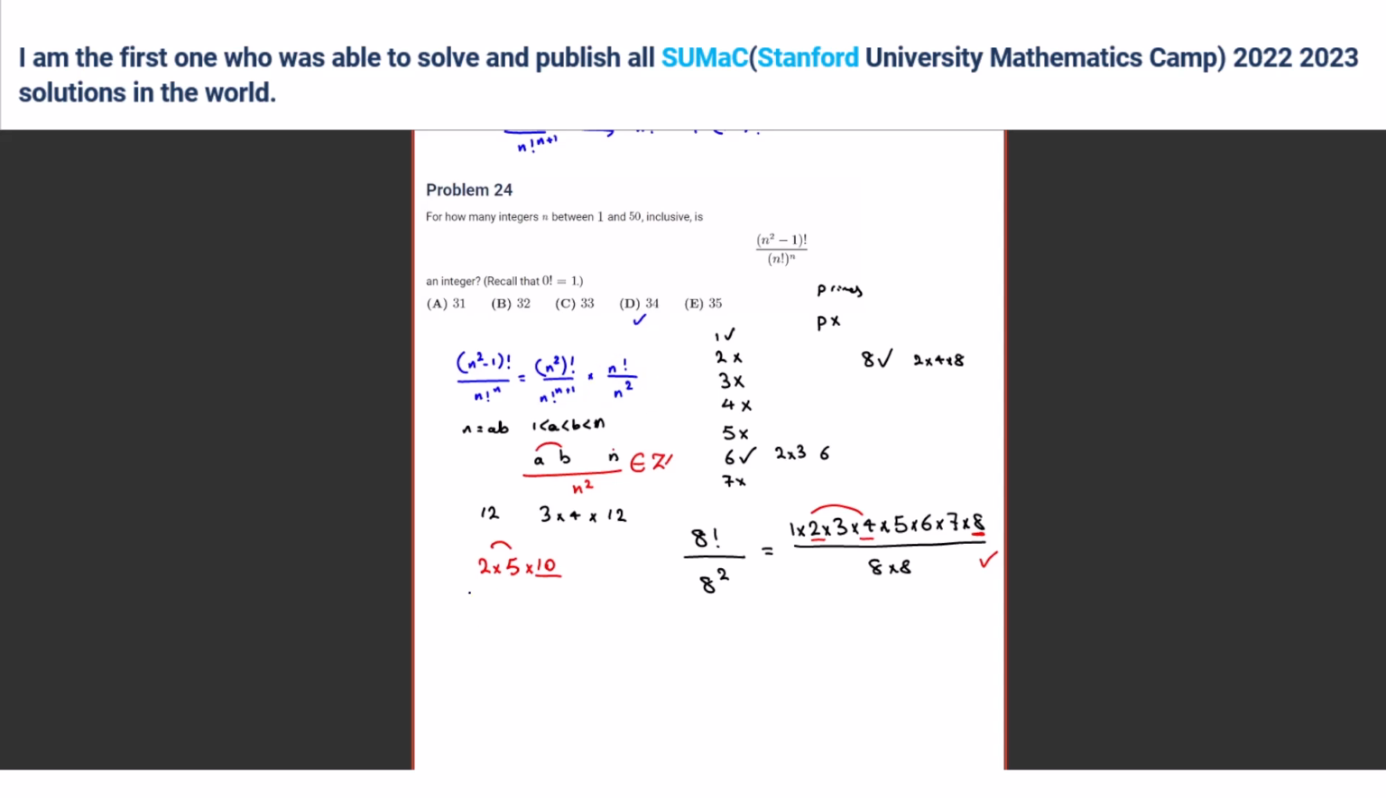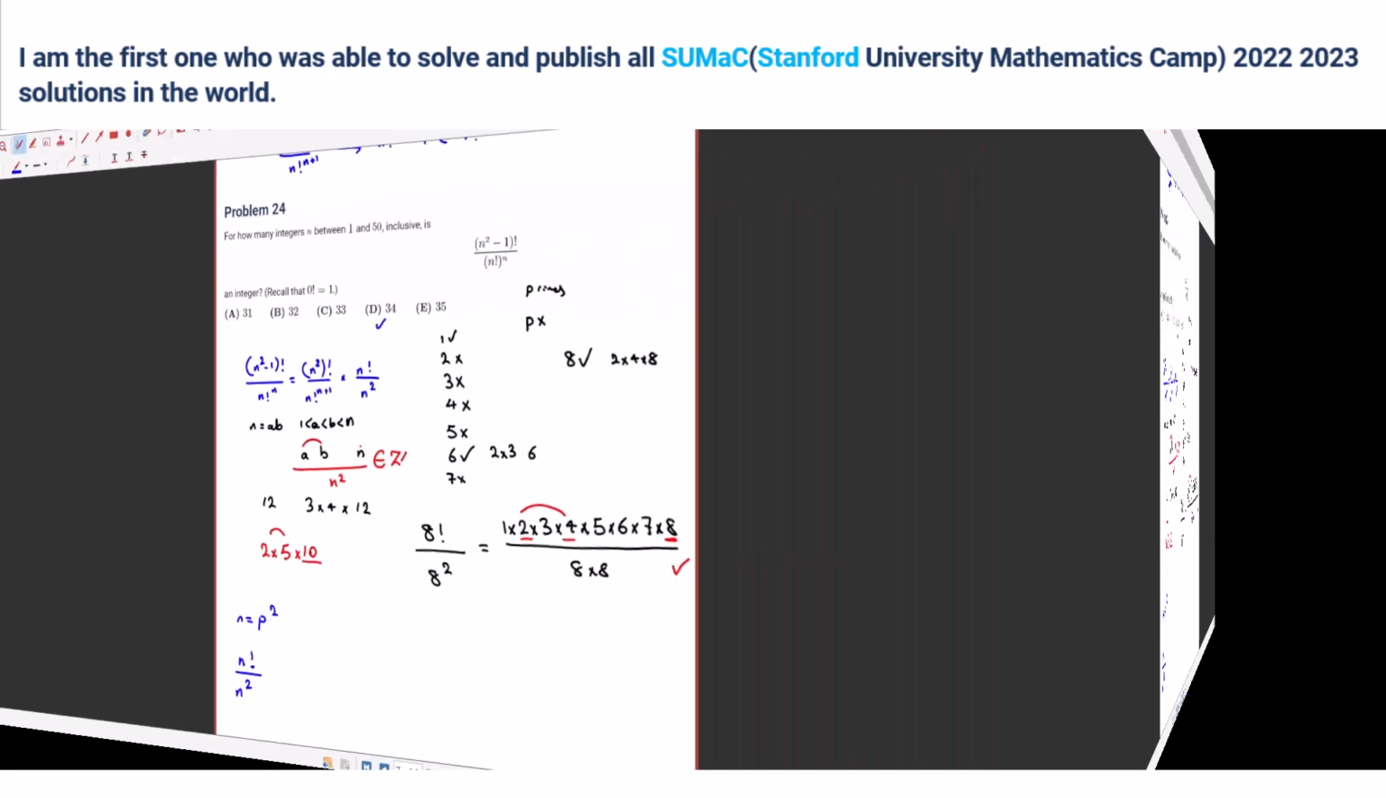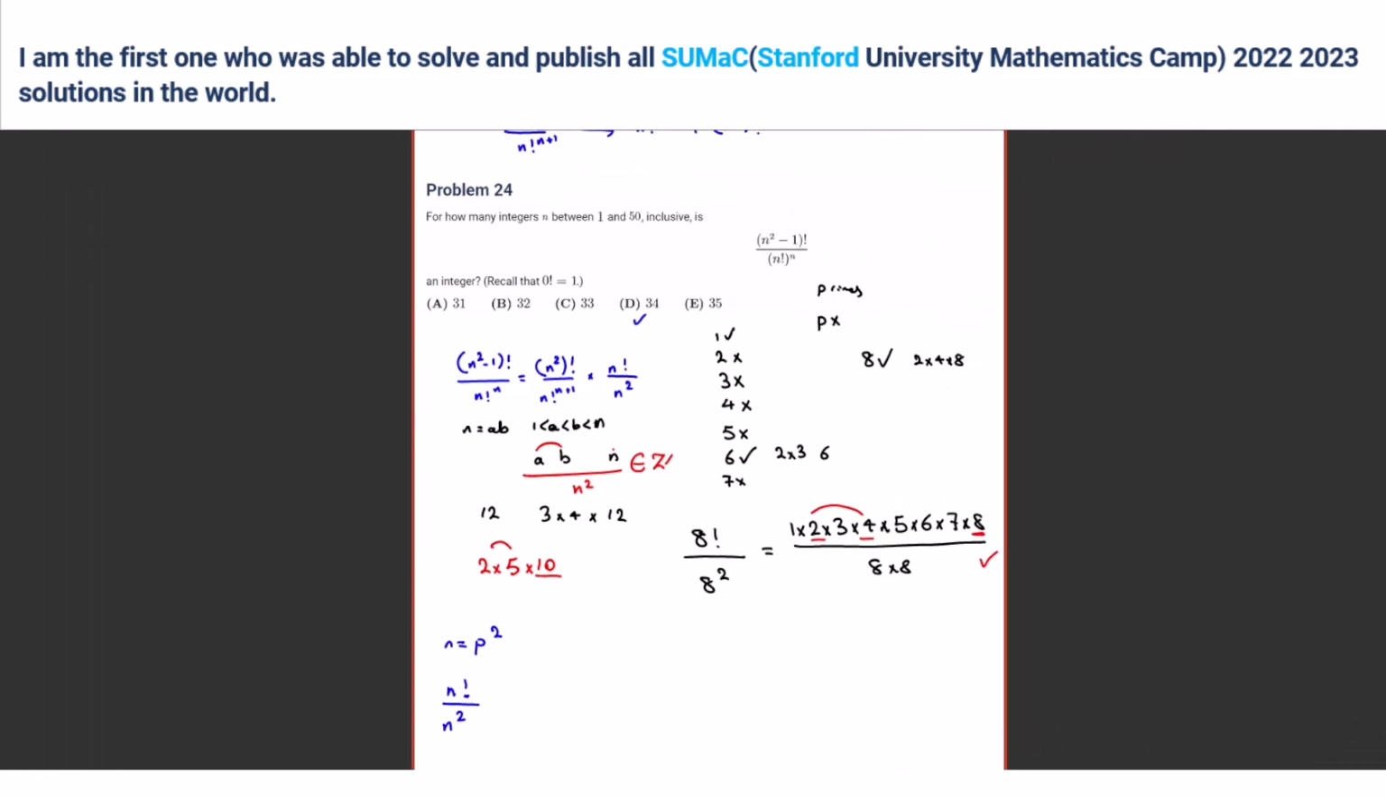Check this one for n is p squared. We want to see if n factorial over n squared is an integer or not. Check it. I mean, yeah, all of them work except for p equals 2, right? Except for p equals 2. So you should prove it. If p is at least 3, why is this an integer? Try to prove it.